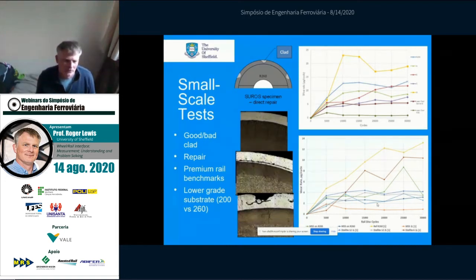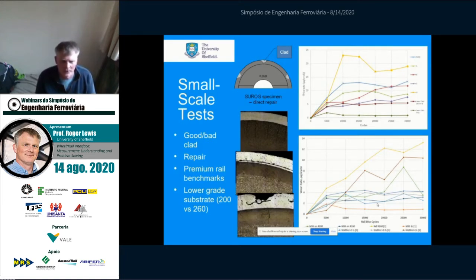We've also looked at cladding lower grade rail material. So obviously you're putting a premium material onto a standard material to try and reduce the costs that may be involved in having a rail made entirely of premium material, just as an example. But actually the opportunity is there to actually go to a lower grade of rail.